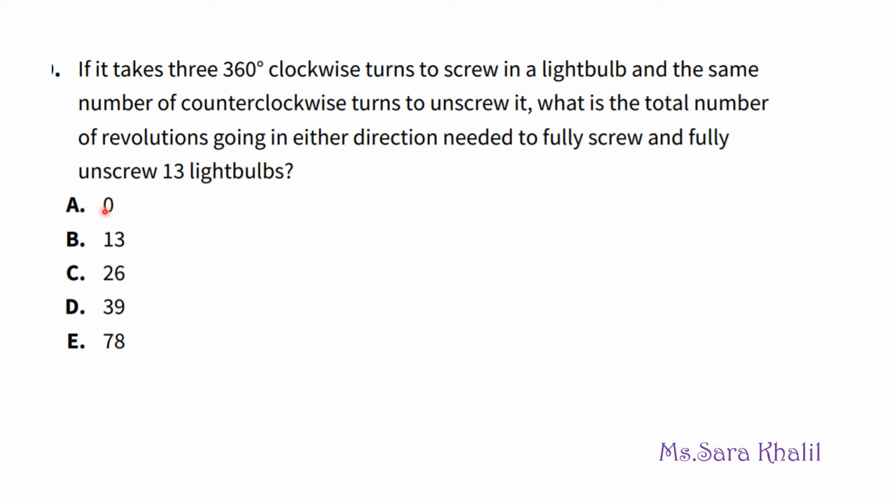So basically, I would definitely cancel 0 and 13, probably 26 as well. Anyways, 6 turns to screw and unscrew one bulb, right? 3 clockwise and 3 counterclockwise would fully screw and unscrew one bulb. So to get 13 bulbs, you just need to multiply 6 by 13, right? Because each bulb needs 3 clockwise and 3 counterclockwise, a total of 6. So for 13, you just need to multiply 6 by 13 and you will find the answer is 78.